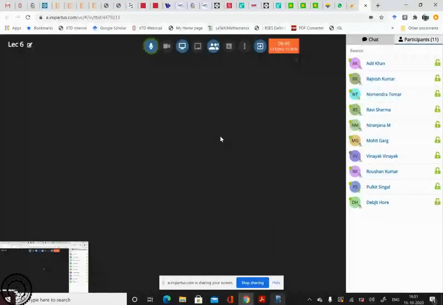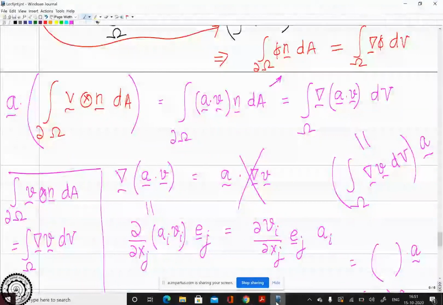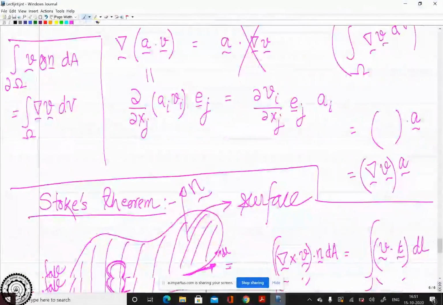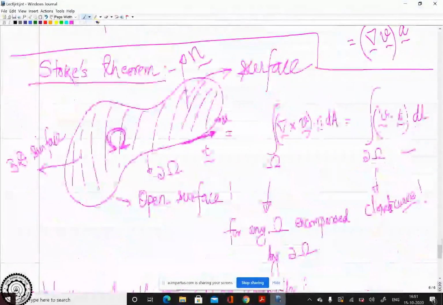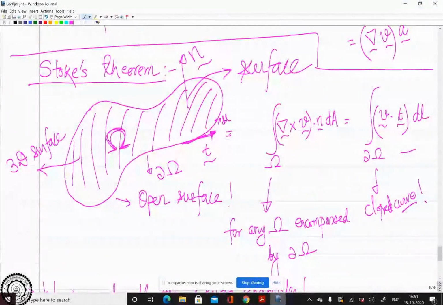T. Yes. T is tangent to the boundary of the curve. There can be two directions. Okay, so we have to go anti-clockwise. As we go along the boundary, the surface should be to the left of us. As we go along the boundary, the surface should lie to the left of us, not to the right of us. So that's the direction of T.